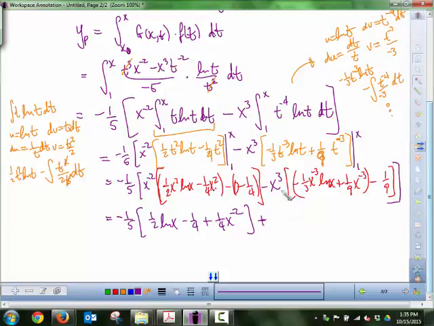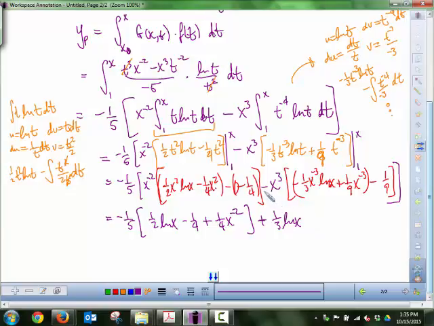And now let's distribute the negative 3 across. So the x to the 3rd, sorry. So negative x to the 3rd, negative 1/3 x to the negative 3. So x to the 3rd, x to the negative 3 cancel. And then you just have positive 1/3 ln x.